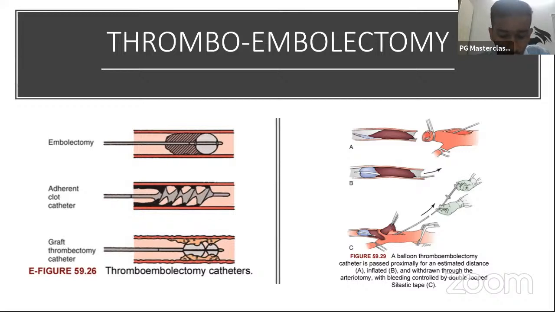So the 3 French, 4 French, 5 French, 6 French are commonly used embolectomy catheters, with 3 French being used for brachial, 4 French and 5 French for popliteal, 5 and 6 for femoral. And in cases of bilateral aortic saddle embolus, where bilateral femoral embolectomy is done, in such cases a 6 or 7 French Fogarty catheter is used.